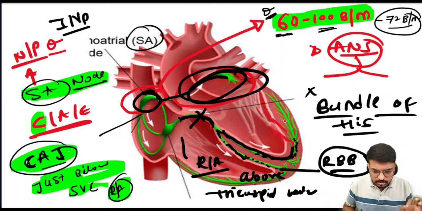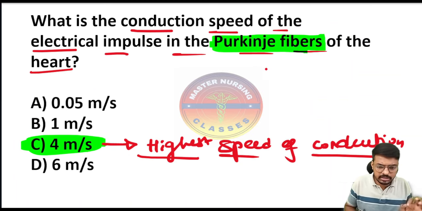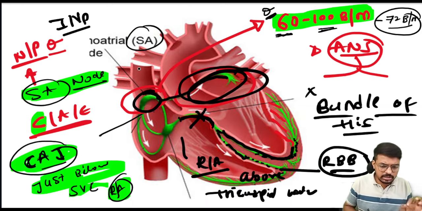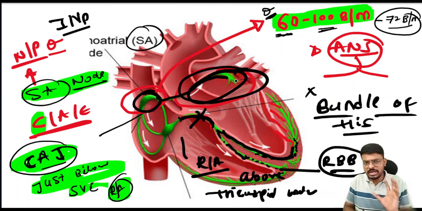these small branches, we call the Purkinje fibers. This one is called the Purkinje fibers. Okay, so it's very important. And the electrical signals which are coming from the SA node till the Purkinje fibers, this is what we call the conduction system of the heart.